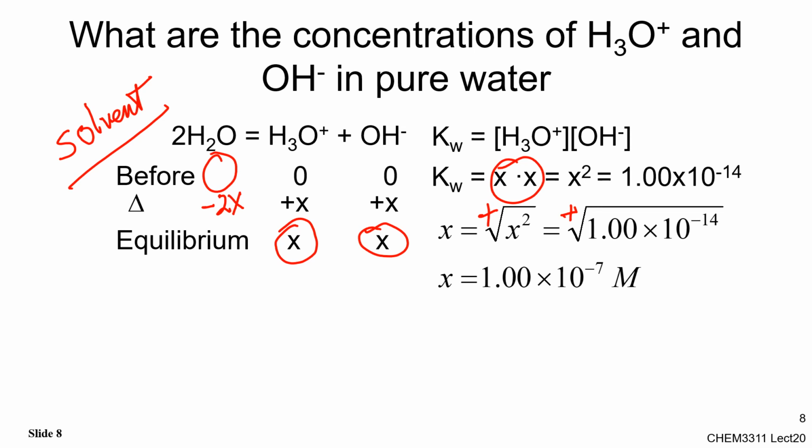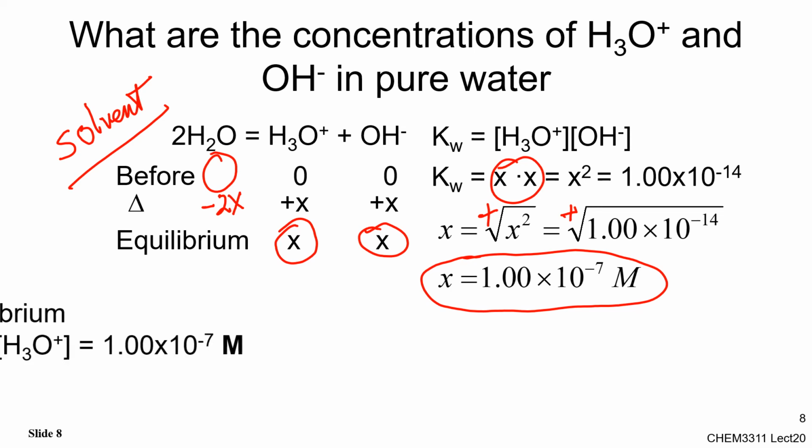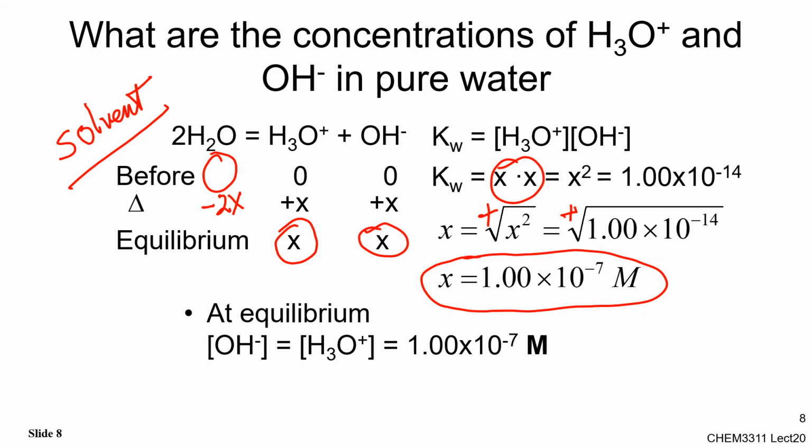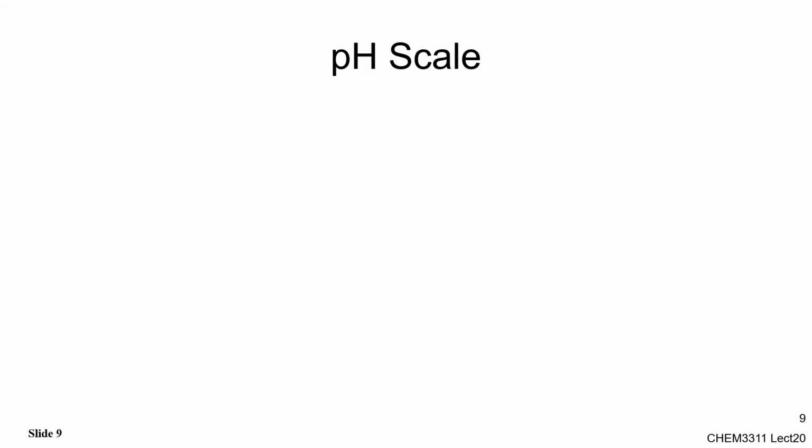And so we find at equilibrium, the concentration of both hydronium and hydroxide are 1 times 10 to the minus 7th. And then we can add back the fact we know concentrations are in molars. Because remember, they're actually activities, but we're stripping off the molarity by dividing by the standard concentration, which is 1 molar. Okay. So hydronium and hydroxide were equal to each other.